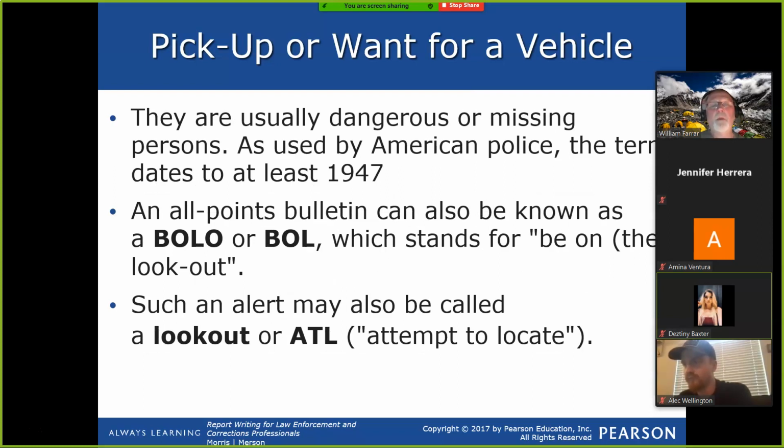So same thing, an all points bulletin is also known as what they call a BOLO. So it's like be on the lookout. There's all these acronyms for policing, of course, or even an attempt to locate. So there's different terms that kind of fall into place.